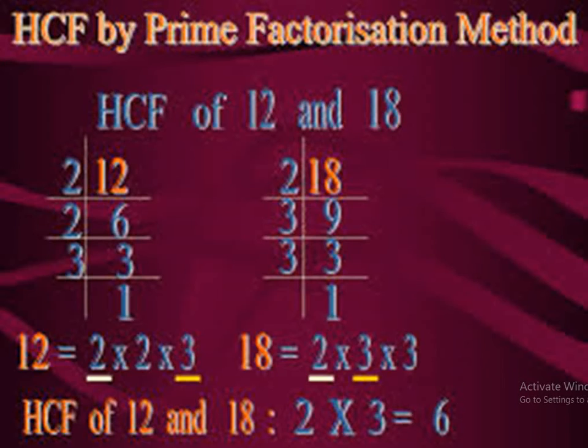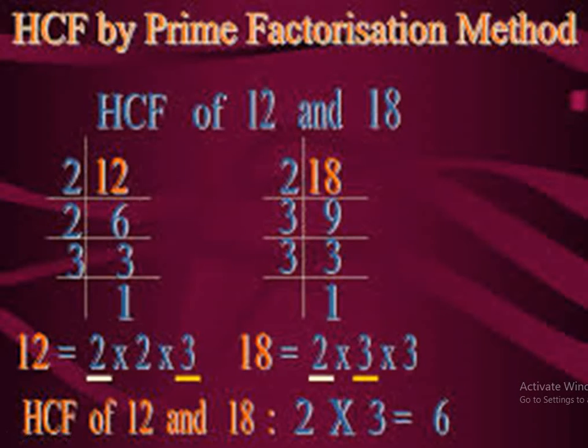So how many common factors do we get here? We are going to get the common factors as the first one is 2, 2 and 2, then 3 and 3. How many common prime factors do we have? 2 into 3. So the HCF of 12 and 18 is 6.